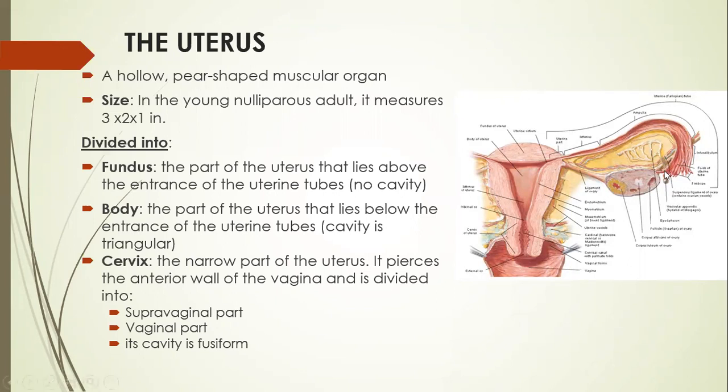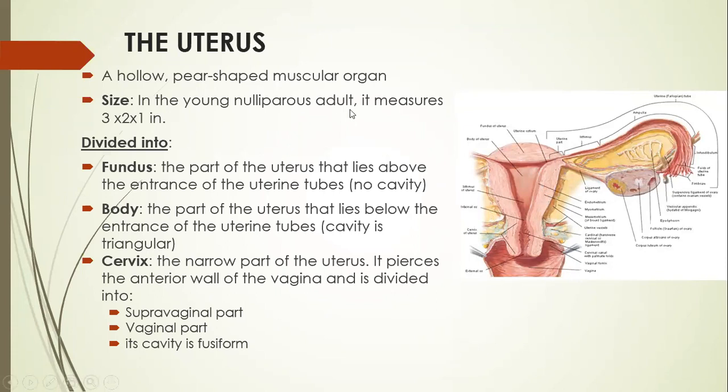Okay, but the secondary organ is the uterus, but it plays a very important role because here the fetus will stay and develop for almost 9 months. So the uterus also plays a very important role. It is a hollow, pear-shaped muscular organ. As you can see here, it has a thick wall, so it is a highly muscular organ.